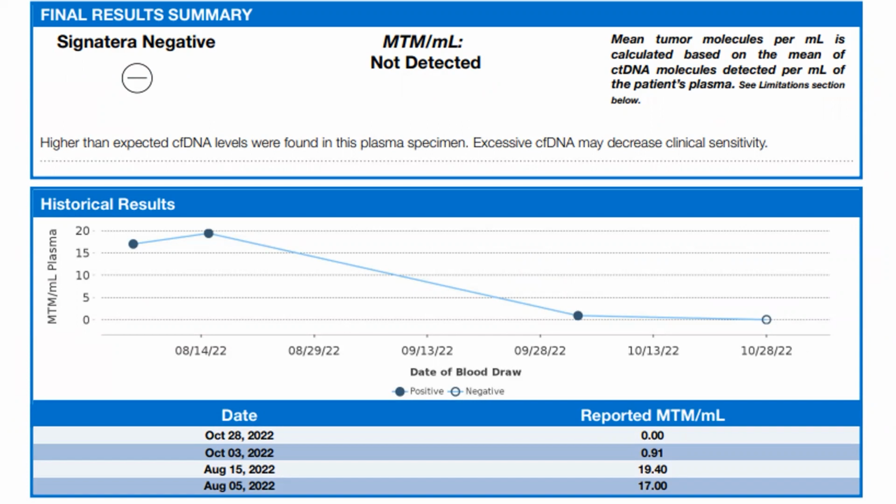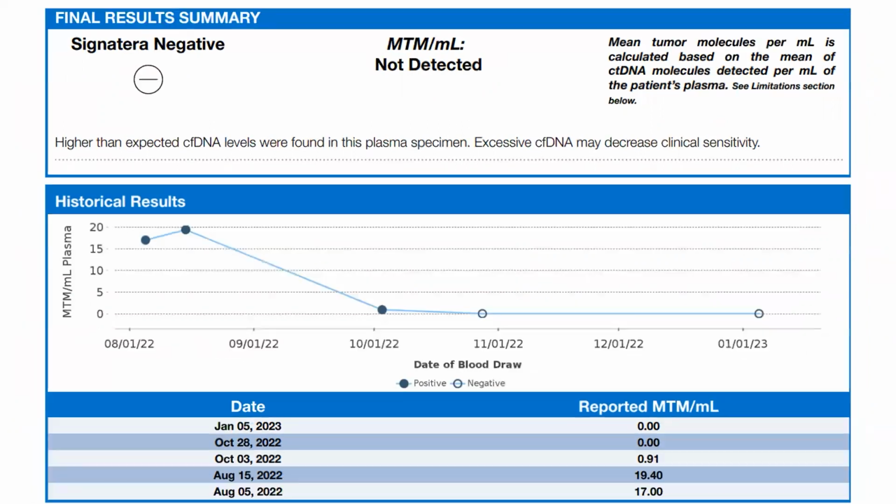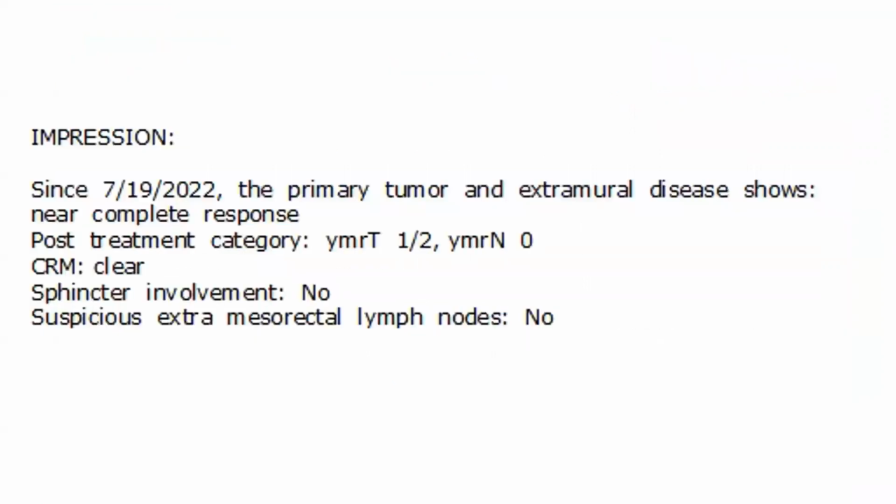He finished his chemotherapy around Christmas, and he had another blood draw. Again, there was no circulating tumor DNA able to be detected. He kept asking me many, many times what was going on. He finally got his restaging studies done at the beginning of February, and what we found by MR was essentially a near complete response.